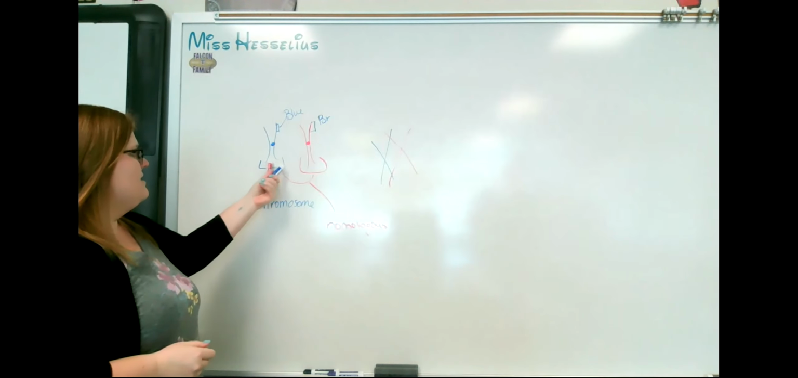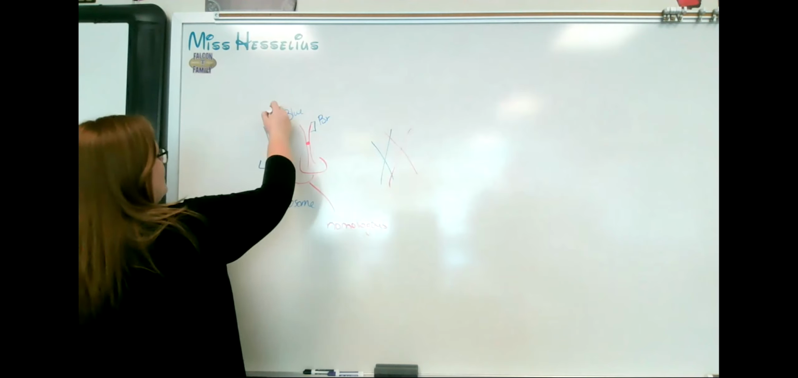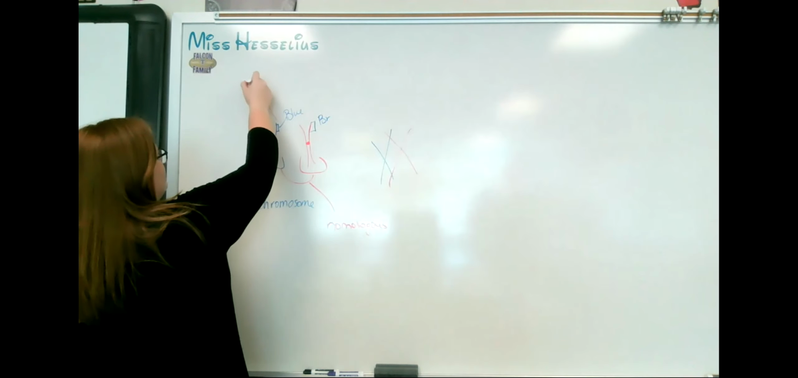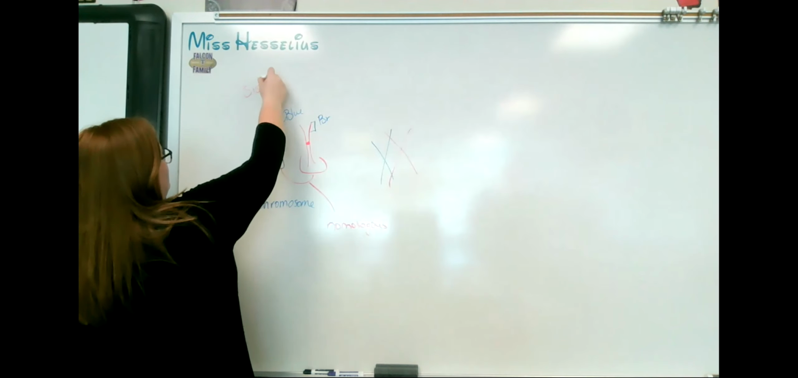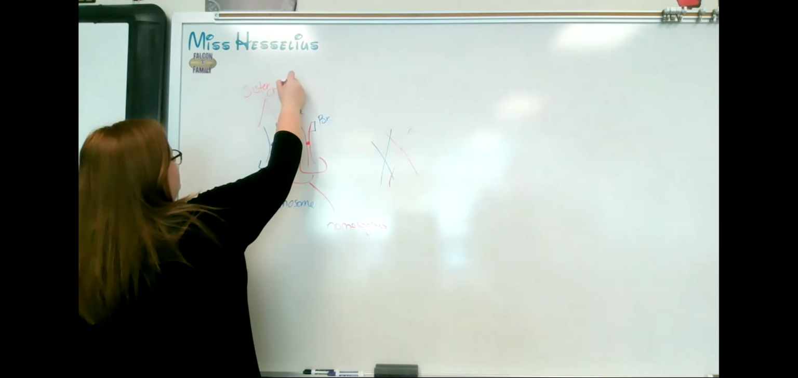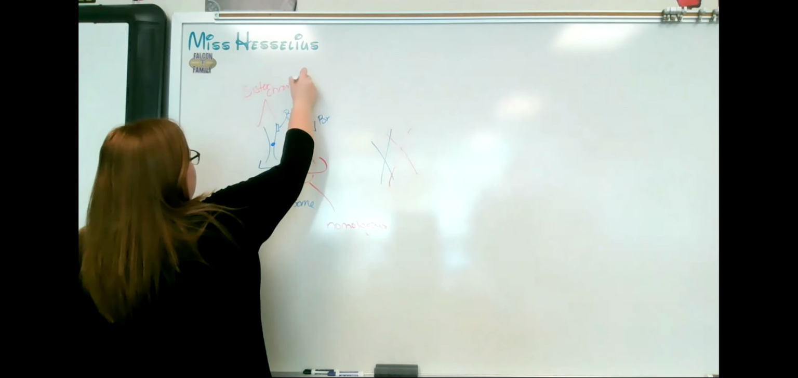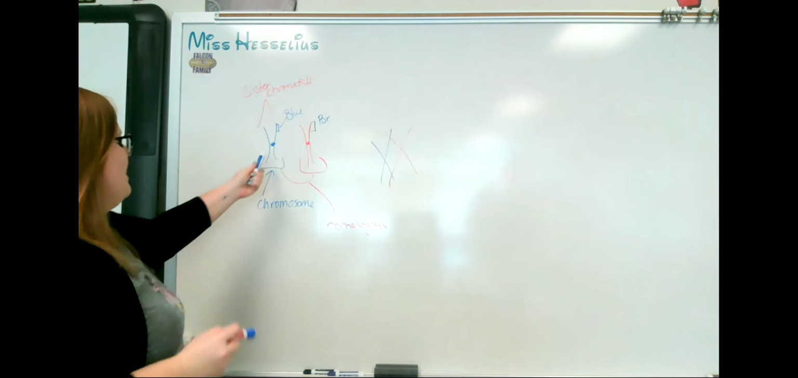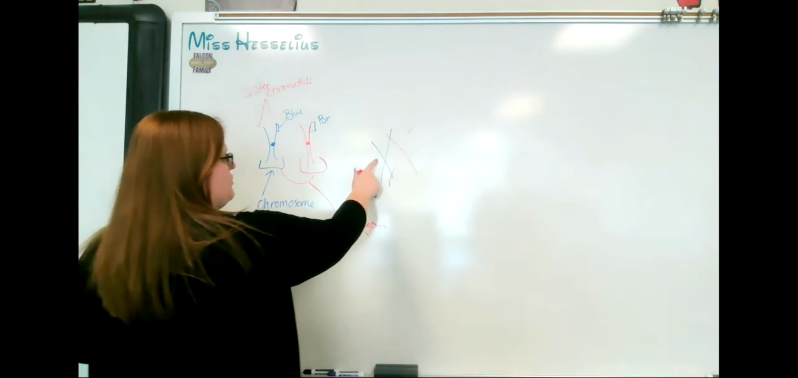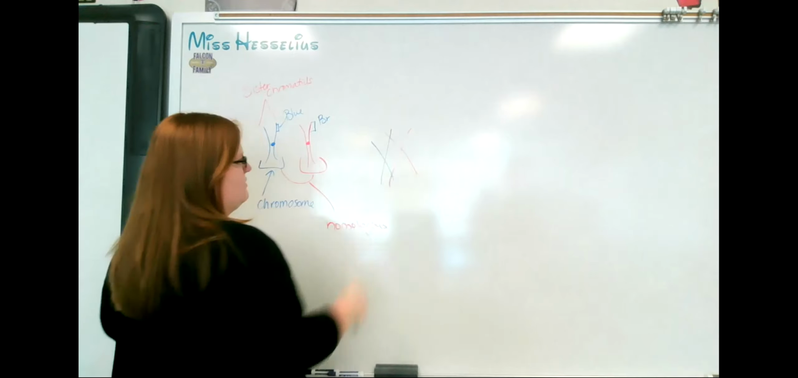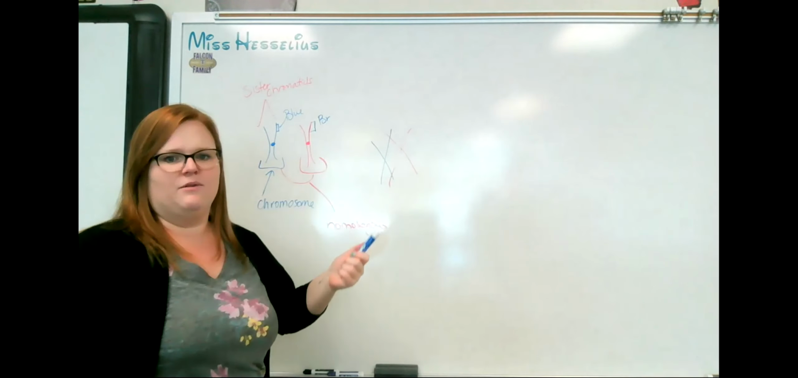But these copies are called sister chromatids. So we call copies of the same exact chromosome sister chromatids. All right, and so your sister chromatids are held together by a centromere. We usually just draw them as X's. That's what's holding those 2 copies together. These are 2 copies of the same chromosome.